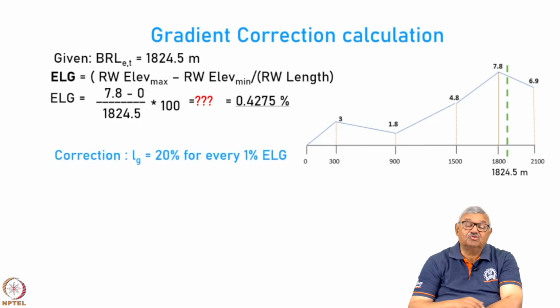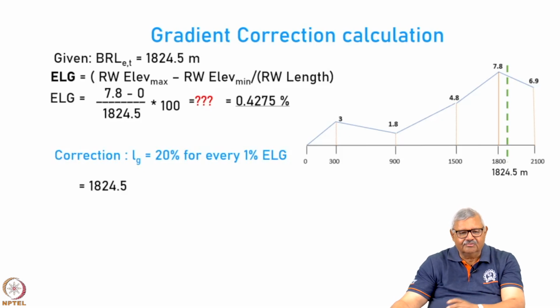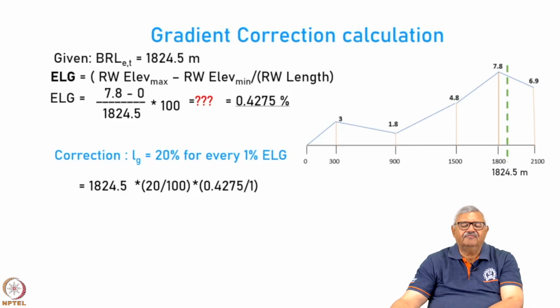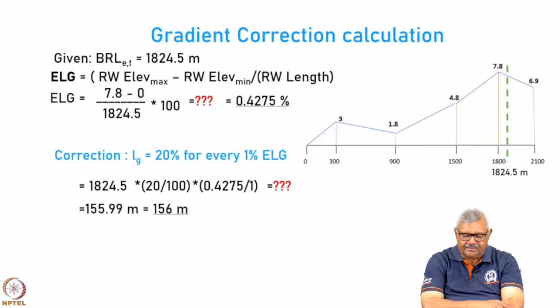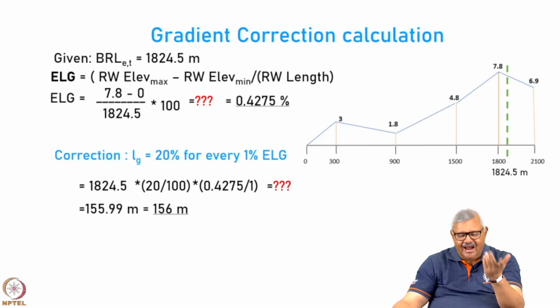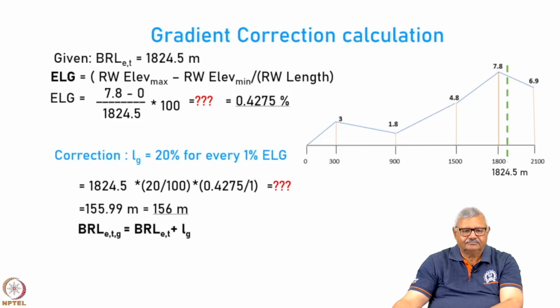So, the correction is 20% for every 1% ELG. In our case it is only 0.4275. So, that will become 1824.5 into 20 by 100 into 0.4275 by 1. So, that will be how much? Please calculate. This number will come out to be 156 meters approximately. So, we need to add 156 meters because of the gradient at the runway.